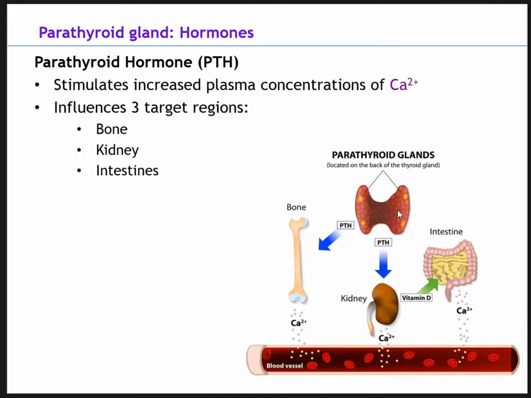Next is the kidneys. So we see how it's going to act in the kidneys, and it actually enhances active reabsorption of calcium into the kidneys. And then the kidneys will then have an impact on the intestine. So it increases the absorption of calcium by increasing production of vitamin D, and then upregulating key enzymes for this process, to where then calcium again is released into the bloodstream.